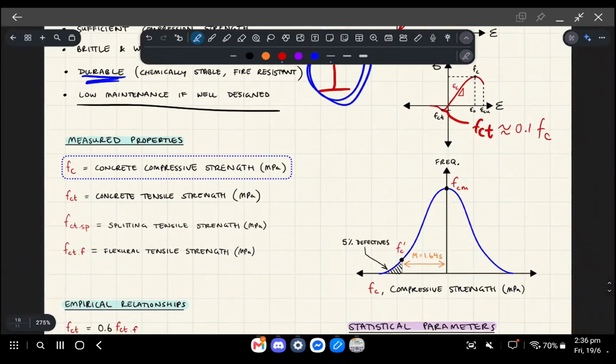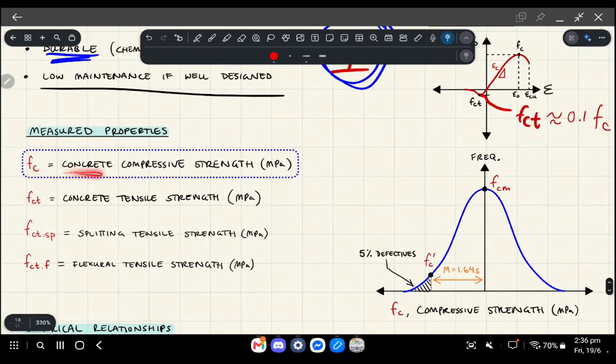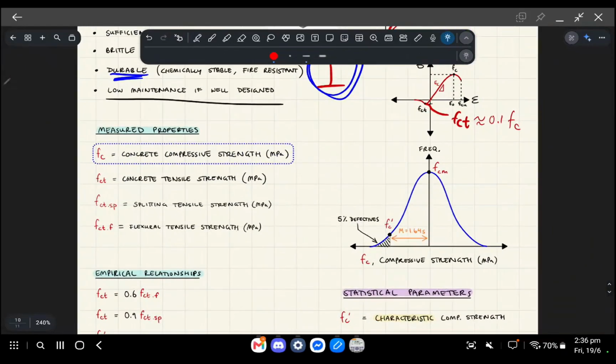All right, so in terms of measured properties, we've kind of discussed the compressive strength, and then we've got the compressive cylinder test to measure that. We've mentioned that there's ways to basically measure the tensile strength through the splitting test or the flexural tensile test, right? So those are measured properties.